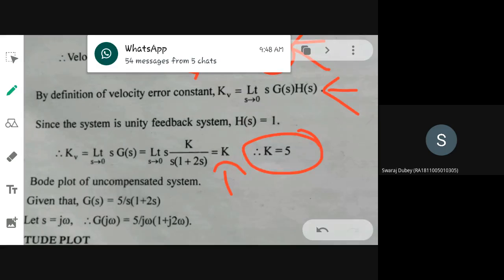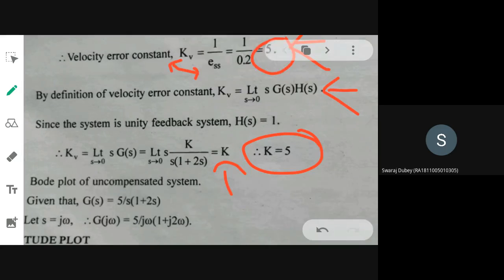Okay, two more things I will ask. Suppose if they give gamma, ESS, Kv, then what plot will you use for designing the compensator? Bode plot. Suppose on the other hand, if they give you zeta, percentage Mp, then what plot will you use? Root locus. Okay, I think root locus is not in your syllabus. Anyway, I will check it again.